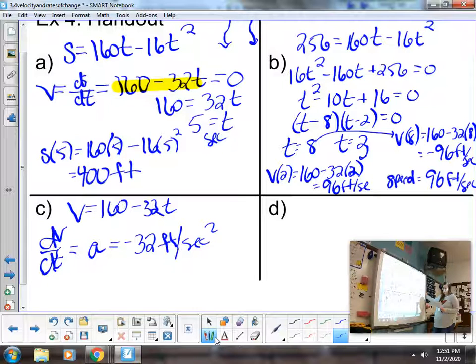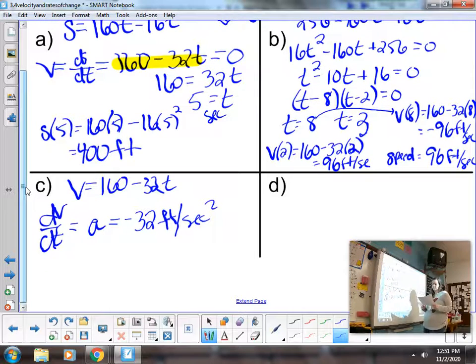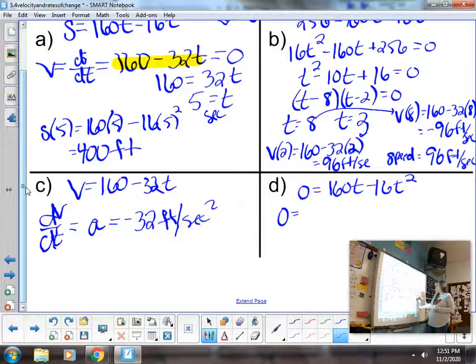Now you have part D, when does the rock hit the ground? Well, the rock is going to hit the ground when the position is equal to 0. So we're going to let the position function equal 0. When we factor that, I can actually factor out a 16t, and then I'm left with 10 minus t, which gives us 2 different times. You get t equals 0 and t equals 10.